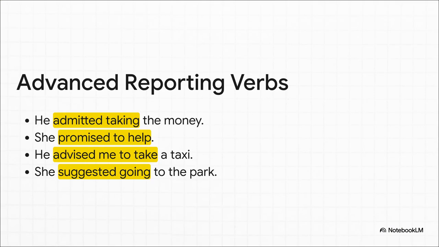This is where your storytelling gets some real color. Instead of just saying said all the time, why not use a more descriptive verb? Did he just say it, or did he admit it? Did she just say it, or did she promise? These words add so much more meaning. And, as you can see, they can change the grammar that follows them, making your speech way more dynamic.